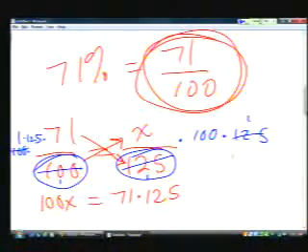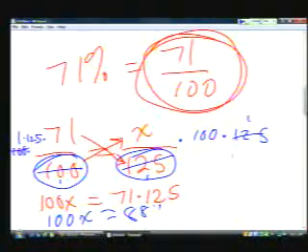Well, we got to hurry. Let's see. Does anybody have 71 times 125? It's 8,875. Bingo! Extra credit for Rachel for being the first one to answer. So you got 100x is equal to 8,875.